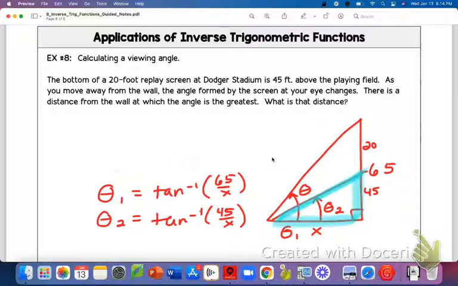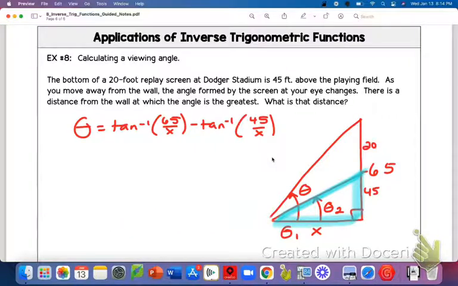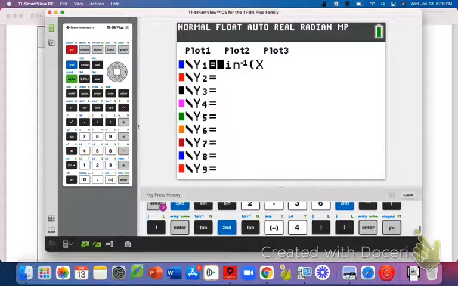Hopefully you have that. What we're going to do is theta then is going to be equal to, so let's plug that in. We said it was theta 1 minus theta 2. So the tan inverse of 65 over x, minus the tan inverse of 45 over x. Okay, so now that's a pretty complicated equation to solve ourselves. So we're going to rely on the calculator to do that for us. So I'm going to go over to my calculator. I'm going to graph that.